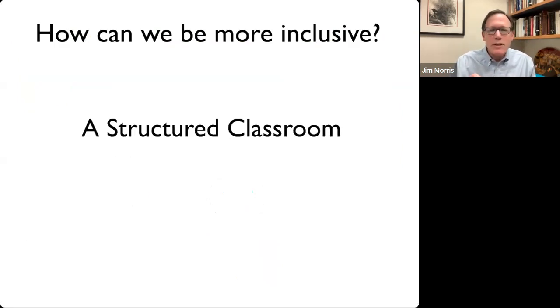Another way to be more inclusive is to have a structured classroom, and this really mirrors what I just said about an active classroom.